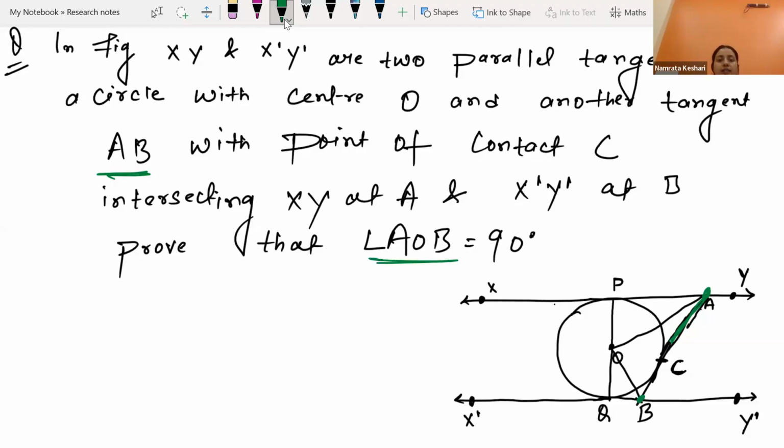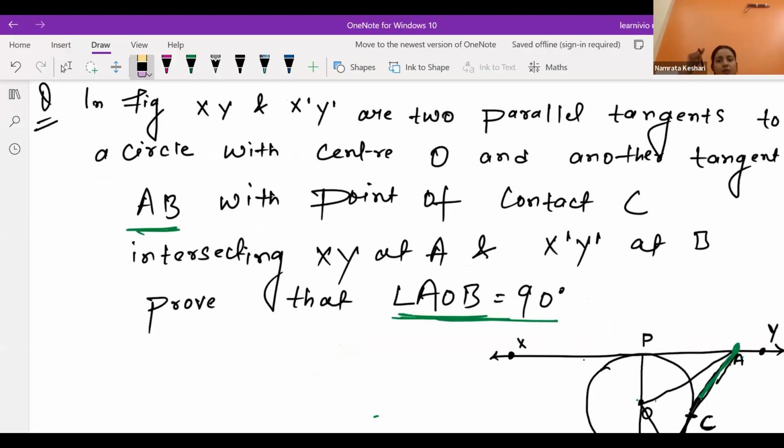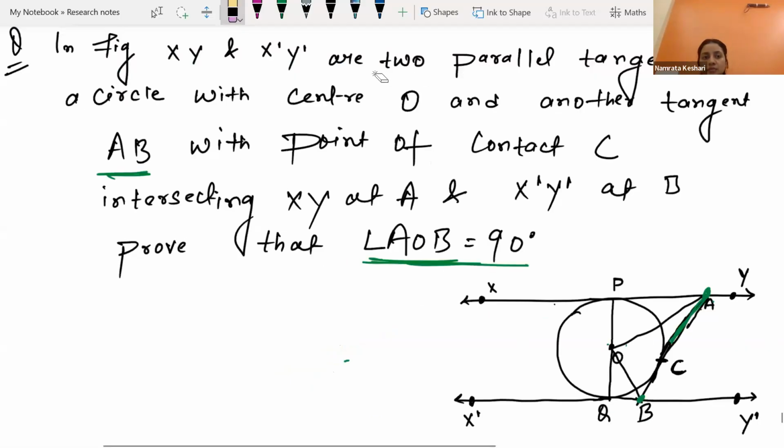Now prove that angle AOB is 90 degree. Angle AOB, this complete angle we have to show that it is 90 degree. You can see a triangle type of structure over here. How will we show it? Any idea? Anyone? Angle AOB we have to prove is 90 degree. I'm showing the figure. Think about it.